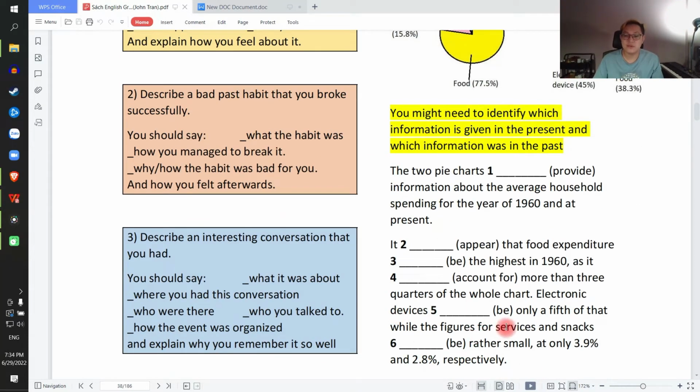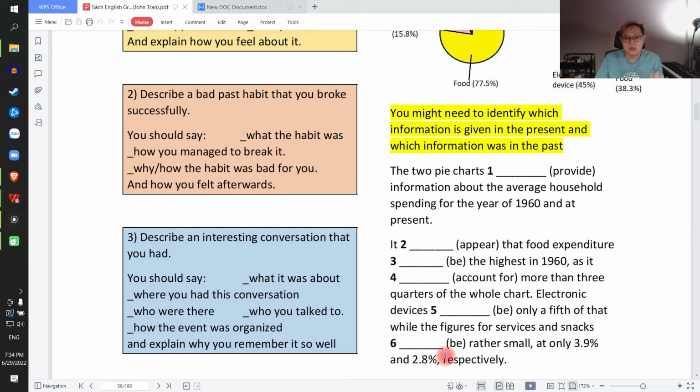While the figures for services and snacks were rather small. So figures is plural for services and snacks. Figures là số nhiều rồi, cho hai cái này services and snacks cho nên phải là "were" rather small at only 3.9% and 2.8% respectively. Trong khi những con số cho dịch vụ và đồ ăn vặt nó tương đối là nó khá là nhỏ, chỉ khoảng 3.9% và 2.8% tương ứng.